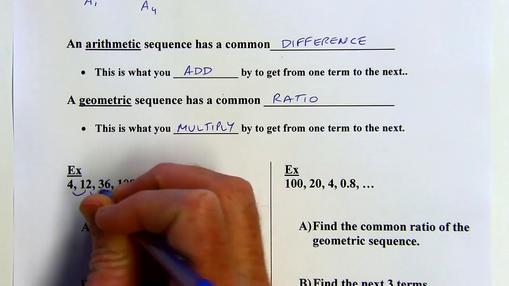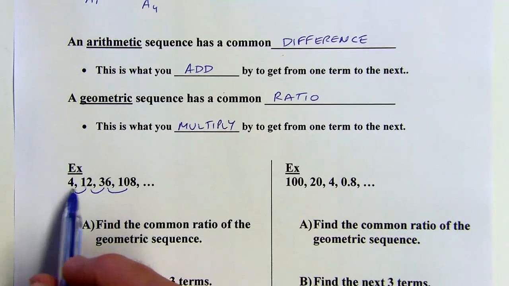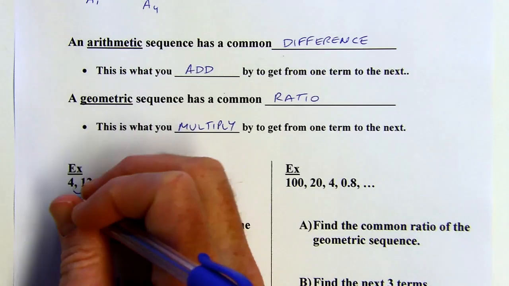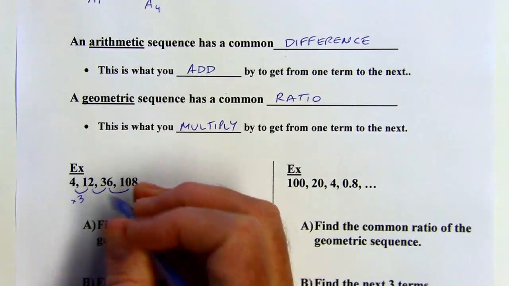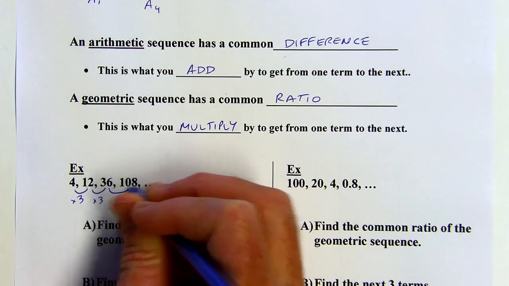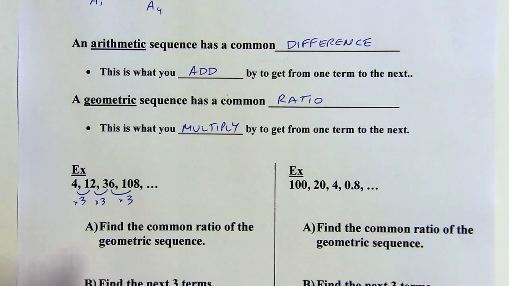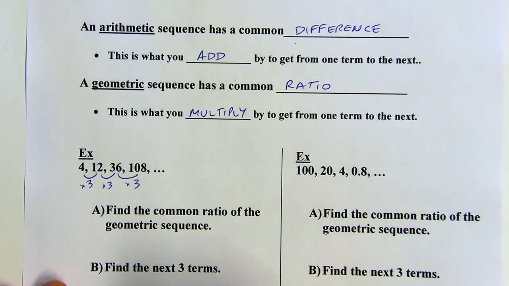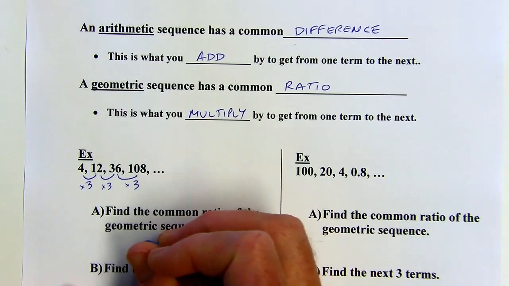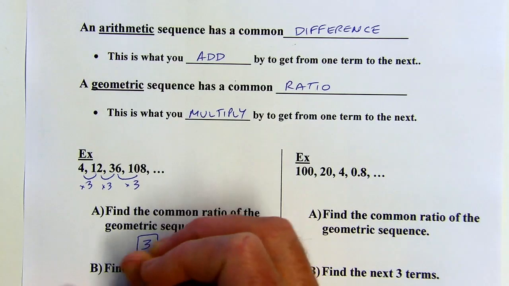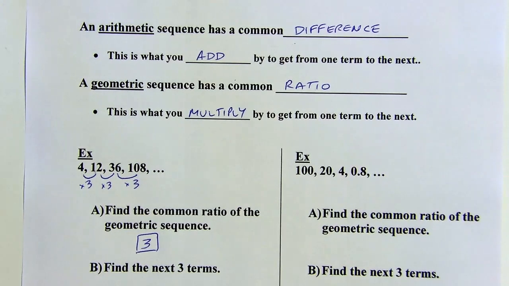Okay. So let's look for a pattern here. I'm thinking 4 times something equals 12. Well, that would be 3. And 12 times something is 36. 36 times something is 108. And those are all going to be 3. So that means my common ratio here is 3.